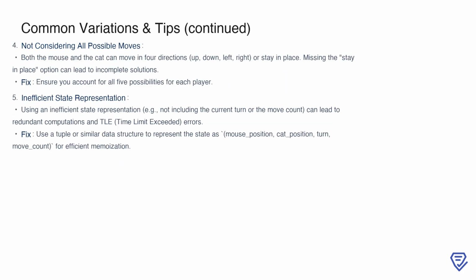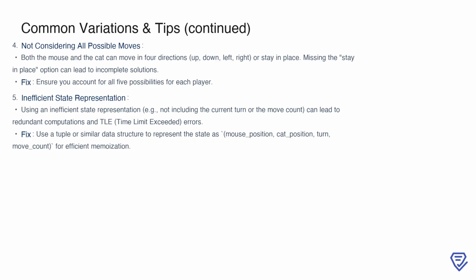Another frequent mistake is not considering all possible moves for both players. Each player has 5 options: moving up, down, left, right, or staying in place. Missing the stay in place option can lead to incomplete solutions and missed opportunities for either player. To handle this, ensure your implementation accounts for all 5 possibilities.